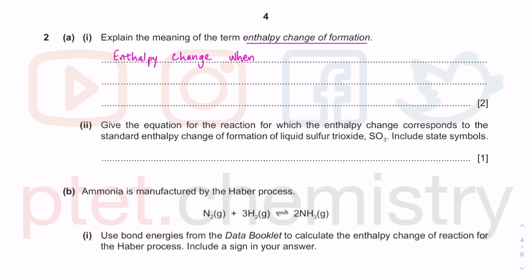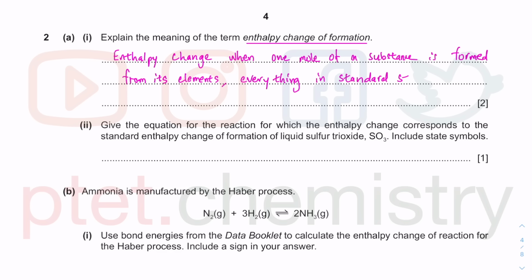So it's the enthalpy change when you form 1 mole of a substance. So when 1 mole of a substance is formed from its elements, it has to be formed from its elements, and everything must be in their standard state. Everything, including the reactants, including the substance you are forming, must be in their standard states.